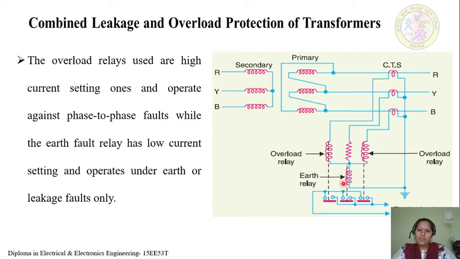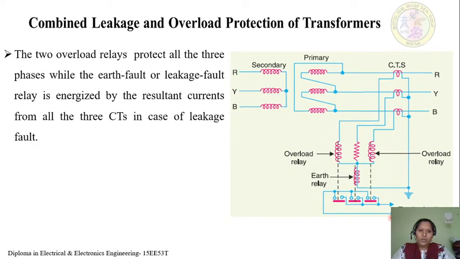Here the earth leakage relay has low current settings, and this operates if there is any earth fault in the circuit. Then this switch will get closed and send a message to the trip circuit, and the trip circuit will isolate the circuit from the fault.